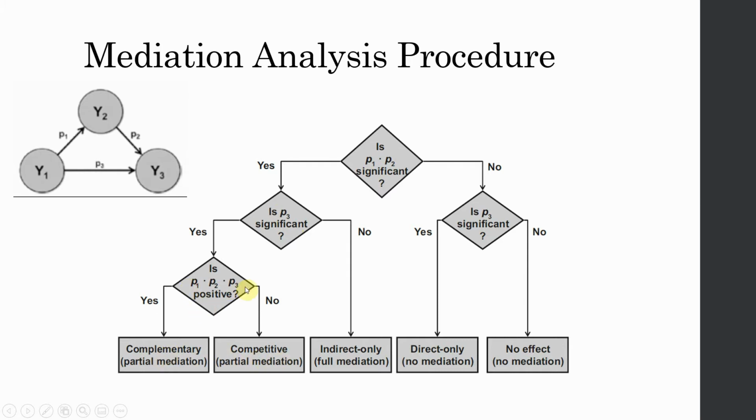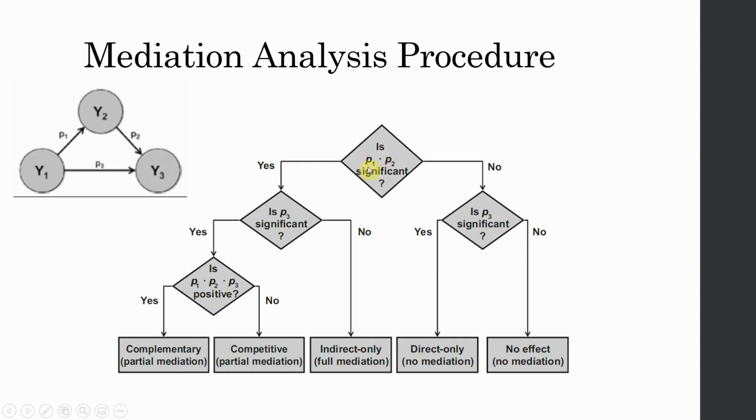If P3 is significant, now we check for complementary or competitive mediation. Now if P1, P2 and P3, all of them are positive, you've got complementary partial mediation. Otherwise, you've got competitive partial mediation. Again, if P3 is not significant, you've got full mediation. That is, your direct effect is insignificant and all the influence is passing on to the dependent variable through the mediator.